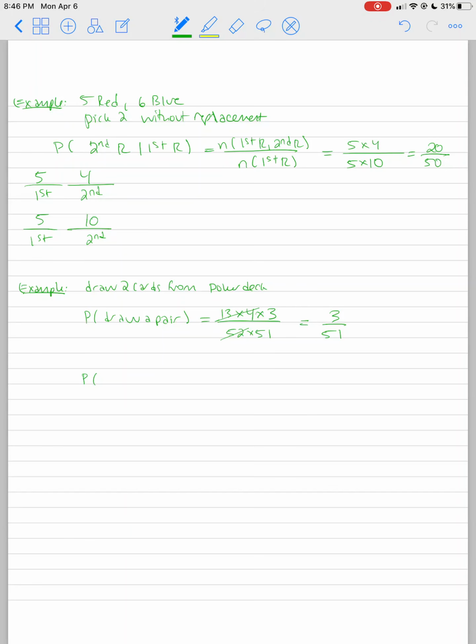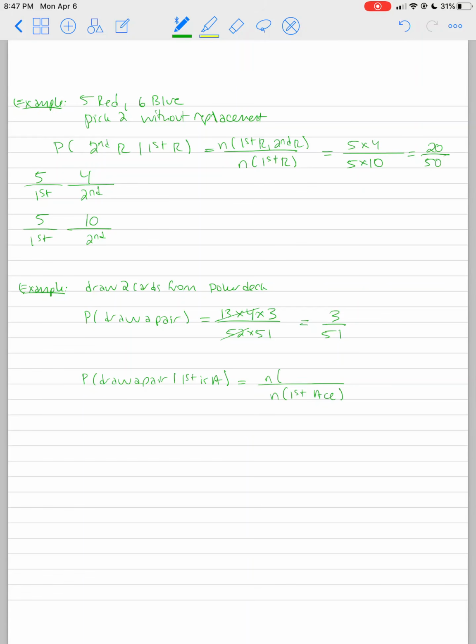Now let's do a conditional. What is the probability I draw a pair given that my first card is an ace? On the bottom, I need to count the number of ways of drawing 2 cards where my first is an ace.